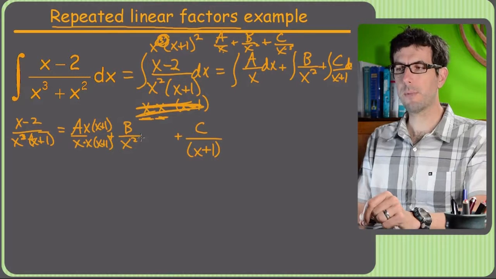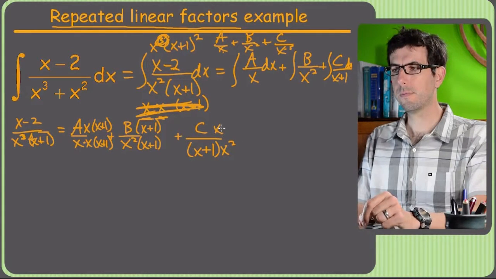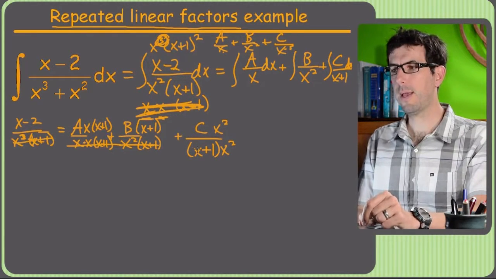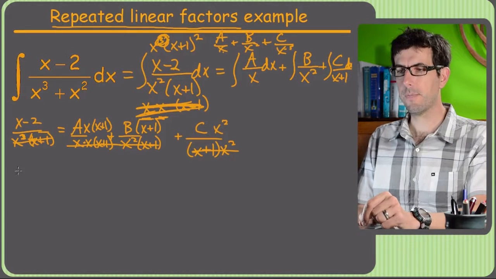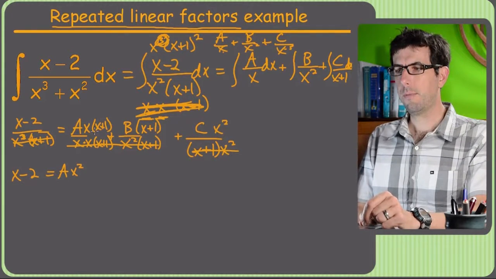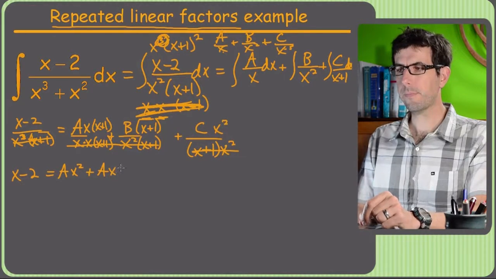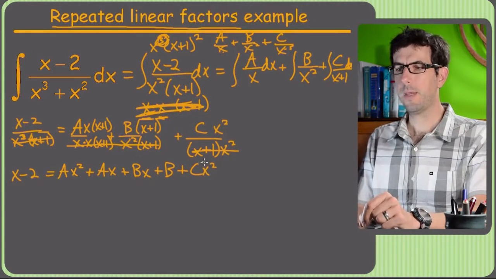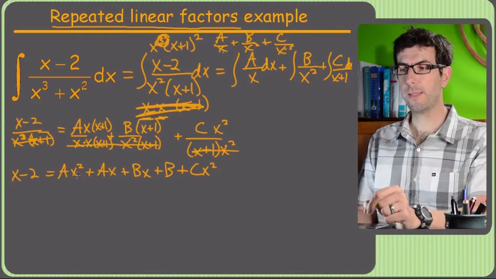The second term has the x squared, but it needs an x plus 1. And the last one is missing x squared. Alright, so at this point, everything's over the same denominator, so just cancel them all out, and I'll just distribute everything. So I got x minus 2 on the left, and over here I've got ax squared plus ax plus bx plus b plus cx squared. Alright, now that we distributed everything, we need to group like terms.